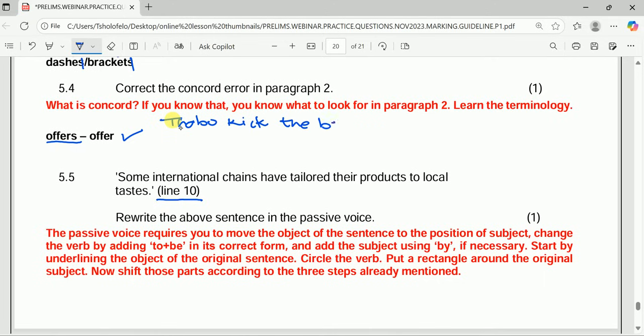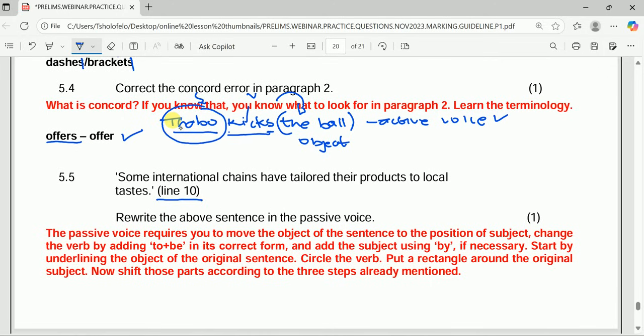Thabo kicks the ball. This sentence is in an active voice. Right? Because we have Thabo as our subject who performs the action, and then kicks, you see, the verb must carry S because Thabo is in a singular form. Kicks becomes our verb. What is he kicking? He is kicking what? The ball. So whatever is affected by the action of the verb becomes our object. Then this is our object. And now this sentence is in an active voice because we have the subject of the sentence performing the action.